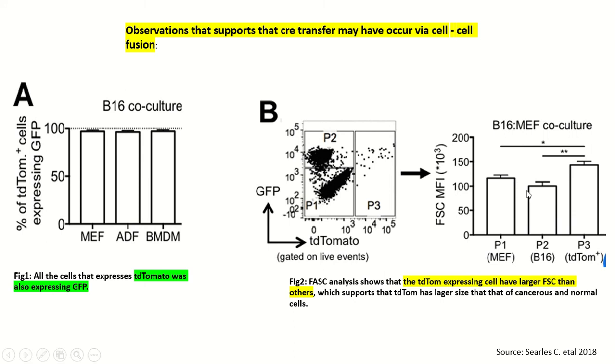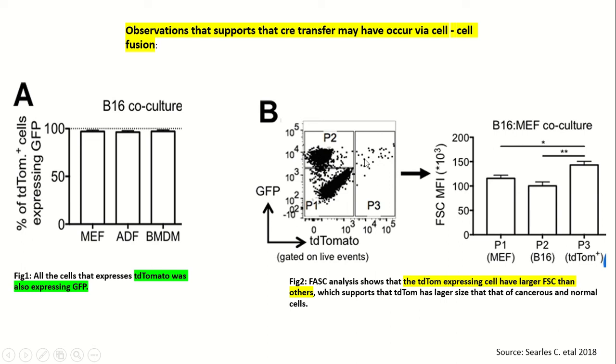So what they saw was that the tdTomato-expressing cells had the highest forward scattering, and if it has the highest forward scattering, it simply means it has more surface area as compared to P1 and P2, the normal and the cancerous cells. This means P3 is actually the fused product of P1 and P2, because it has high surface area as compared to P1 and P2.